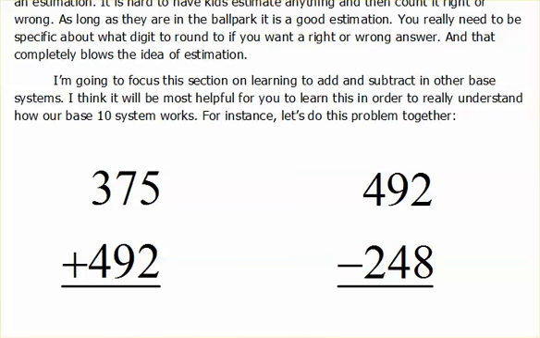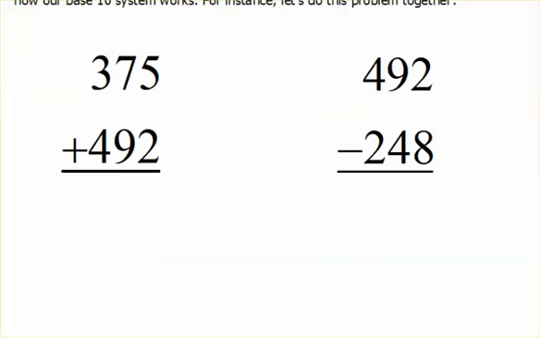Okay, so what would we normally do if we saw a problem like this? This one says 375 plus 492. So normally, if we were going to add this, we would just say, well, okay, 5 plus 2, well, that's 7. 7 plus 9, well, that's 16, so we just carry the 1. 4 plus 3 is 7, plus 1 is 8, so it'd be 867. True? Okay, but I want you to think about what's going on here.